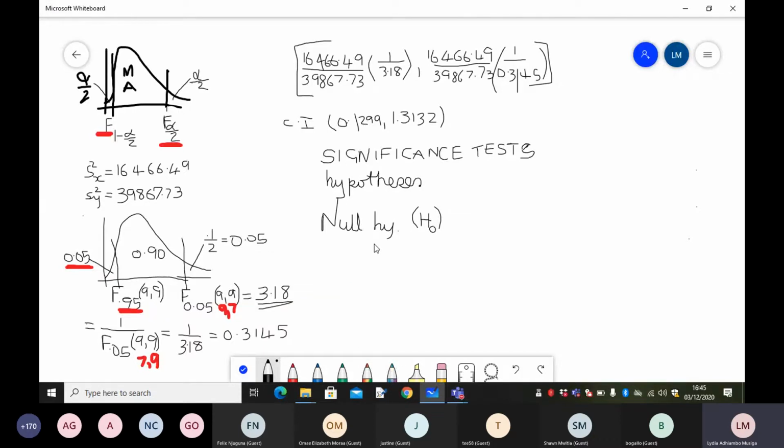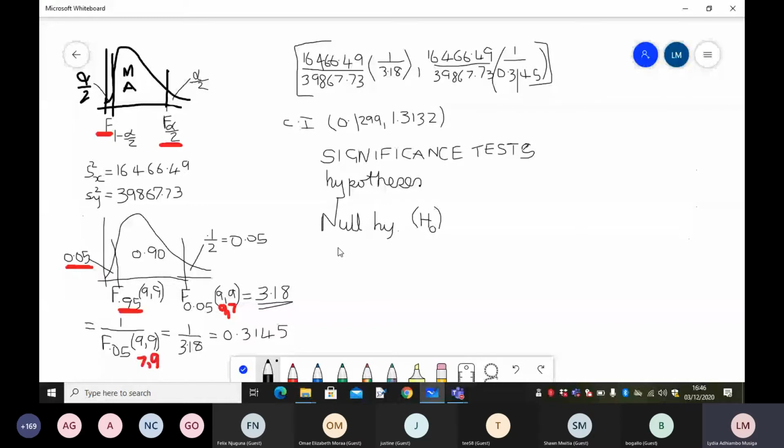So what is a null hypothesis? The null hypothesis, which we usually denote by H naught, or anytime I just say H naught, just know that I'm referring to the null hypothesis. It's the hypothesis to be tested for possible rejection.